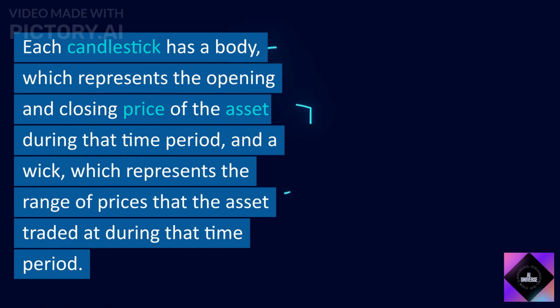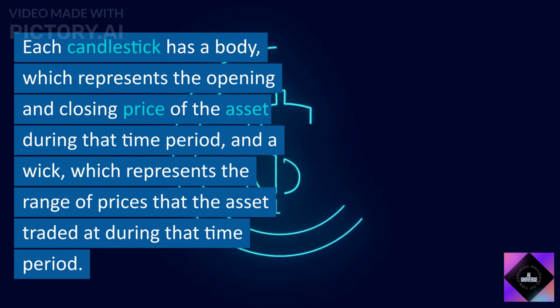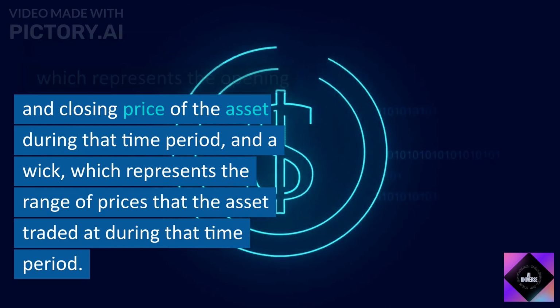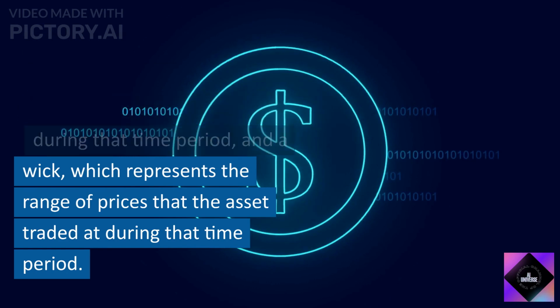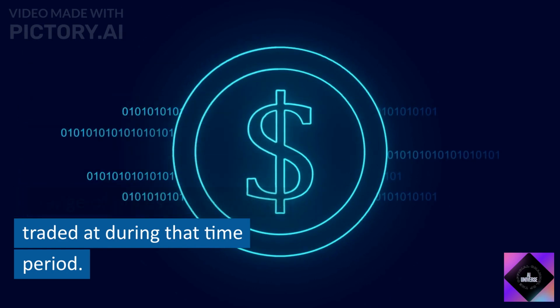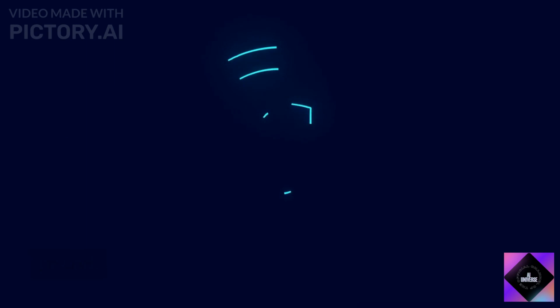Each candlestick has a body, which represents the opening and closing price of the asset during that time period, and a wick, which represents the range of prices that the asset traded at during that time period.